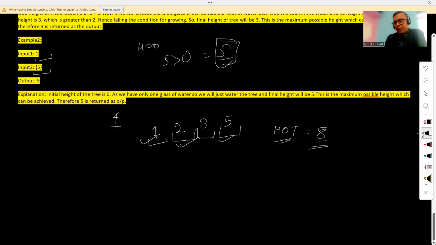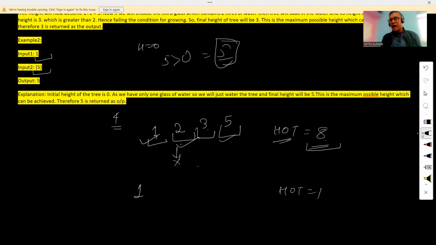So by this greedy approach, by checking every index by this rule, we are getting our maximum height of the tree as 8. But can we find any other combination by which we get a height of the tree greater than that? Let's just check. So if I put this 1 glass of water, the height of the tree will be 1, again from 0 to 1. Again, if you skip pouring this one, because it is in our hands to skip someone or not, let's say we do not pour this water to the tree.